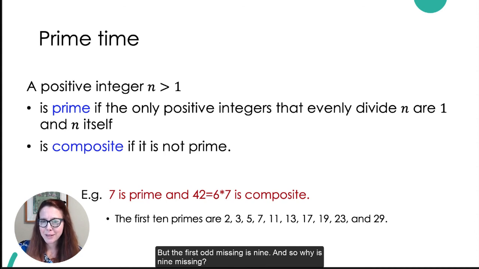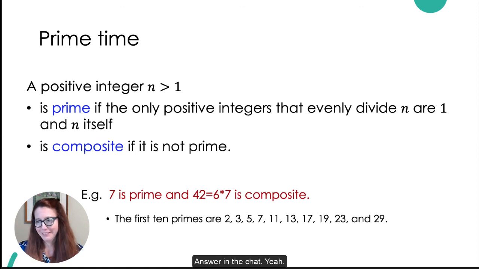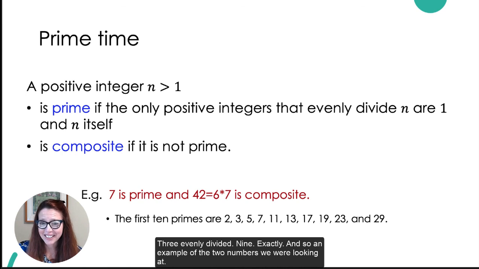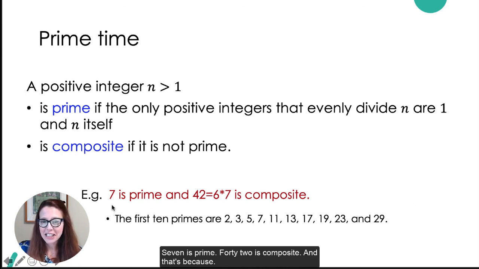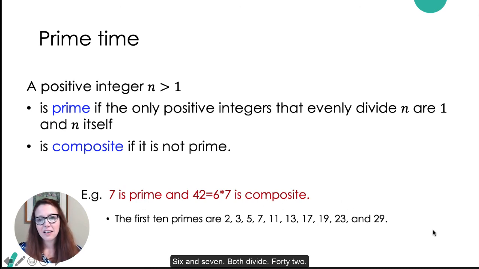And so why is 9 missing? Answer in the chat. Yeah, 3 evenly divides 9. Exactly. And so an example of the 2 numbers we were looking at, 7 is prime, 42 is composite. And that's because 6 and 7 both divide 42.